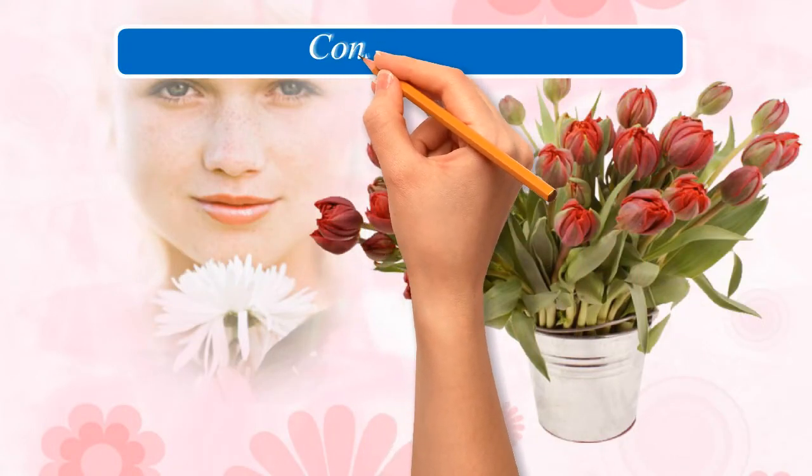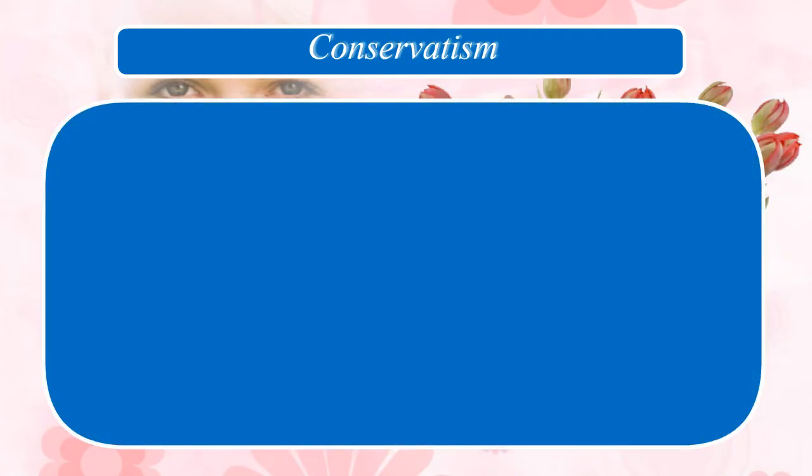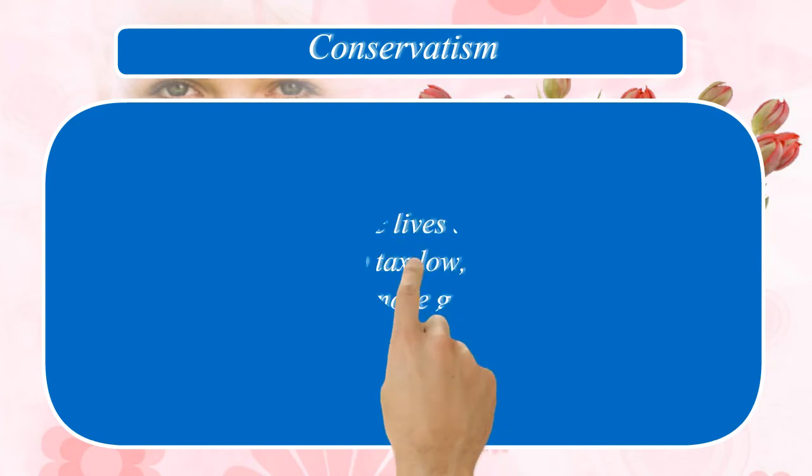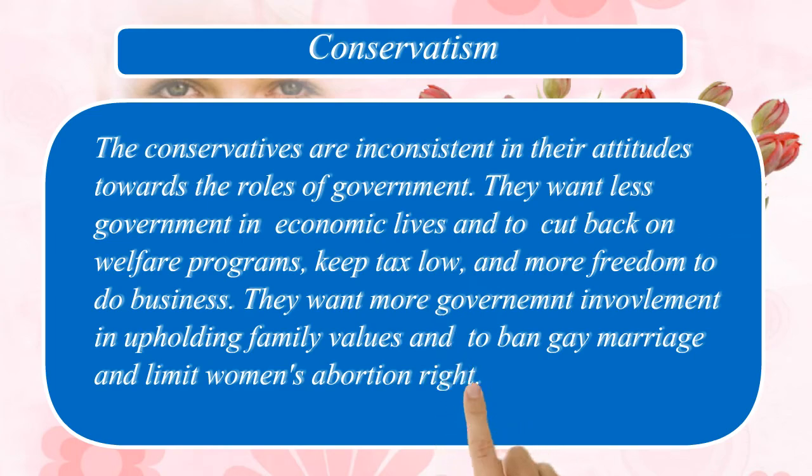The conservatives are inconsistent in their attitudes towards the roles of government. They want less government in economic lives, and to cut back on welfare programs, keep taxes low, and more freedom to do business. They want more government involvement in upholding family values, and to ban gay marriage and limit women's abortion right.